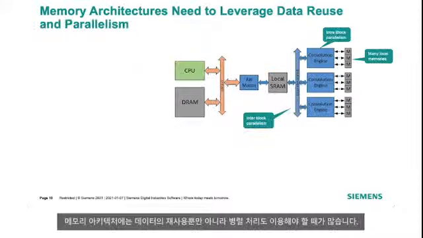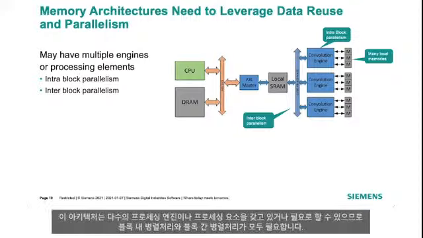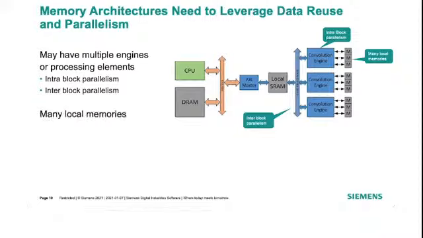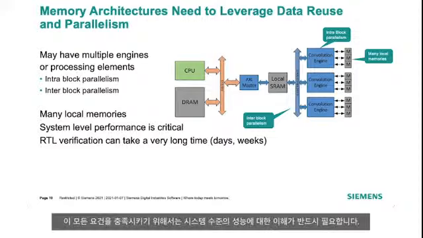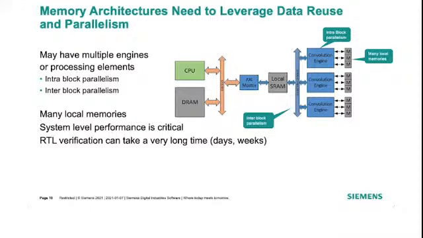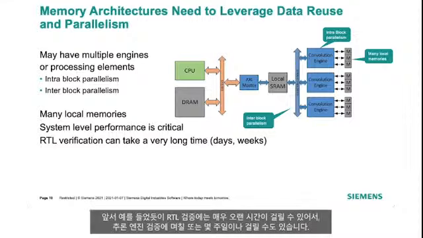Memory architectures often need to leverage not only data reuse, but also parallelism. It is possible that architectures may have or require multiple processing agents or processing elements, requiring both intra-block and inter-block parallelism. This possibly means having many local memories in order to split up the computation and bandwidth requirements, and understanding system-level performance is critical to meeting all of the requirements. And like the previous example, RTL verification can take a very long time, possibly taking days or weeks to verify an inference engine.